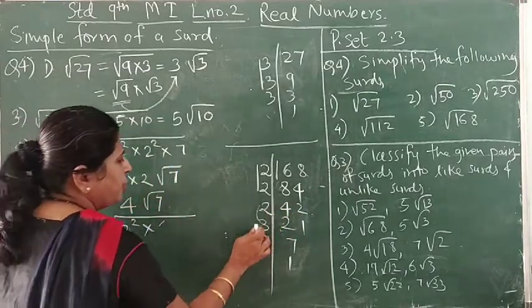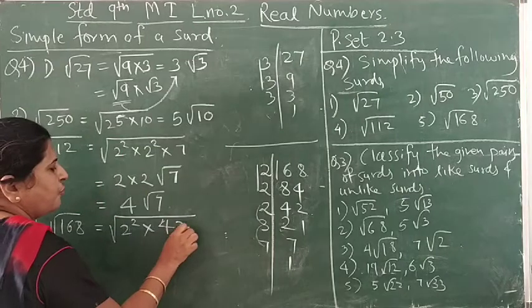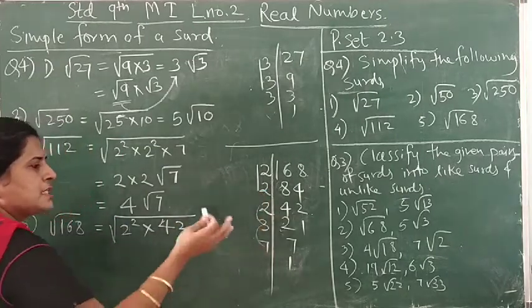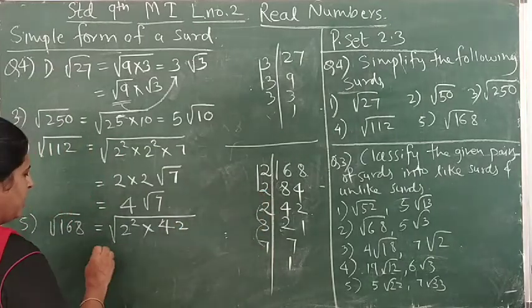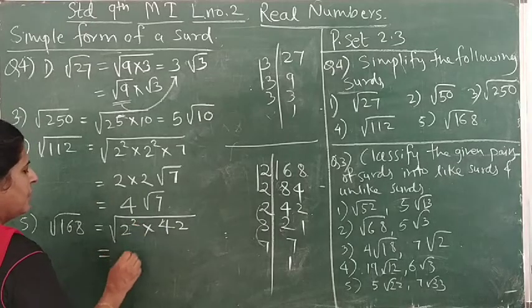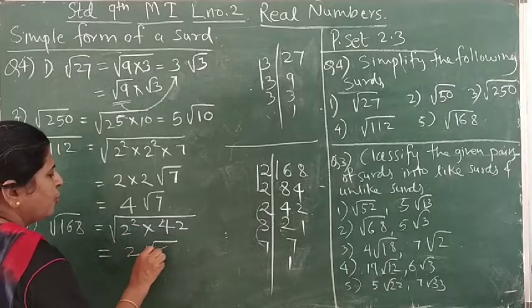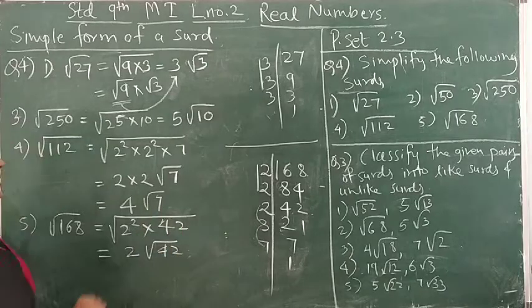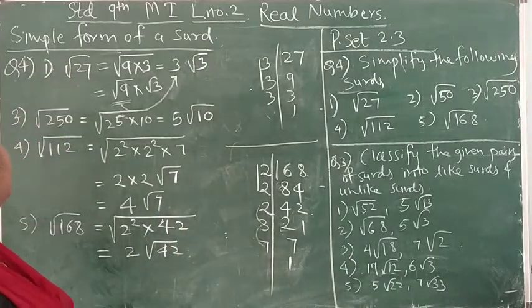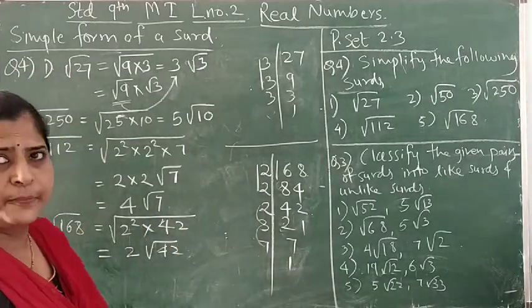So instead of writing 2 into 3 into 7, we can make it as 42. Now 42 has no such factors which is going to be a perfect square. And then you can get this as 2 under square root of 42. So in this way we have seen what is the simple form of a surd.